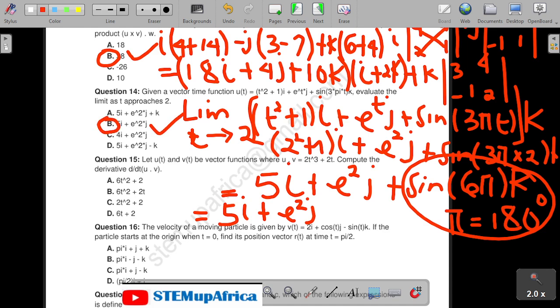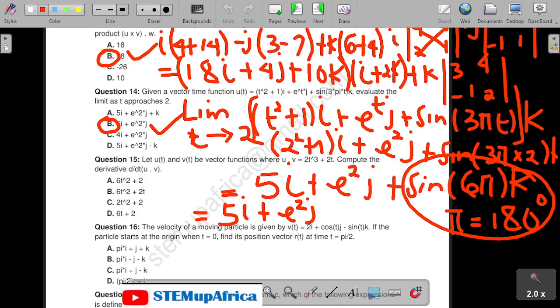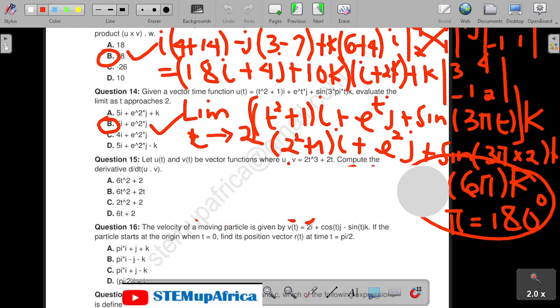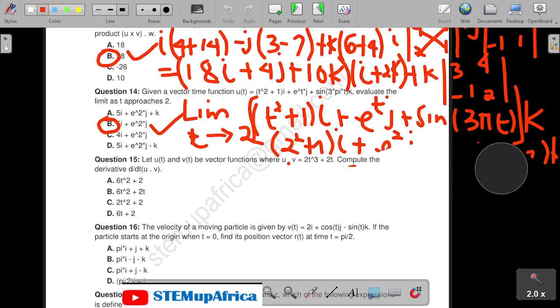So we'll look at question 15. It says, let u and v be functions of t such that u dot v is equal to the given expression. Compute the derivative d/dt of u dot v, meaning we have to differentiate the variable with respect to t. So let's differentiate with respect to t. What am I going to have?